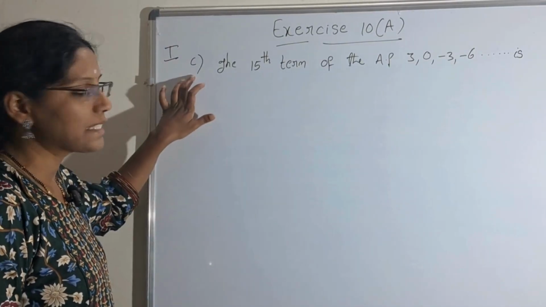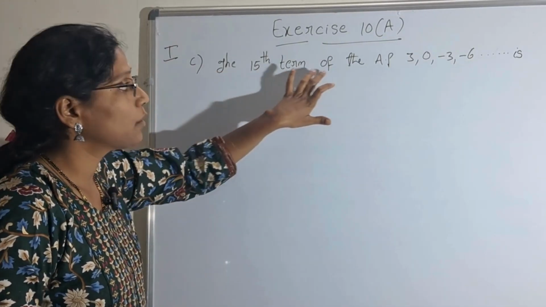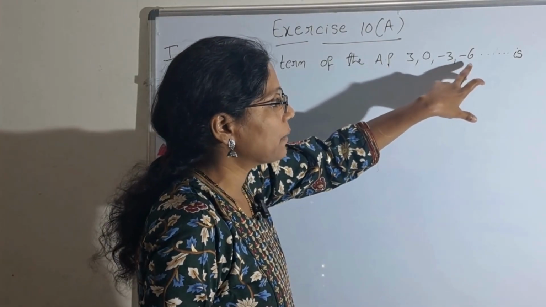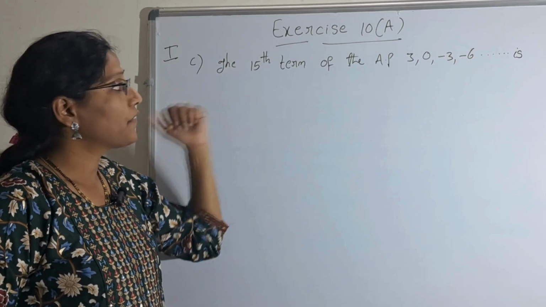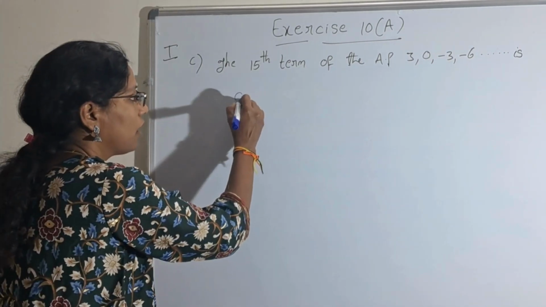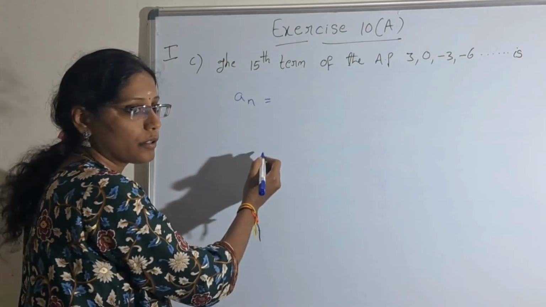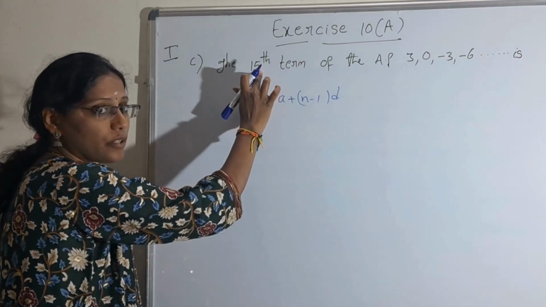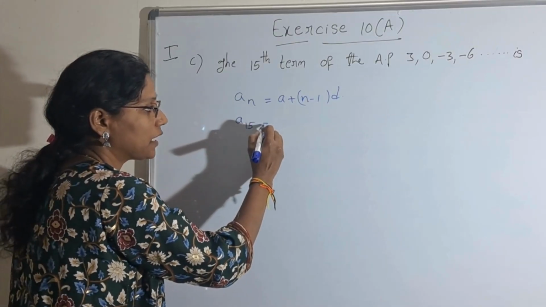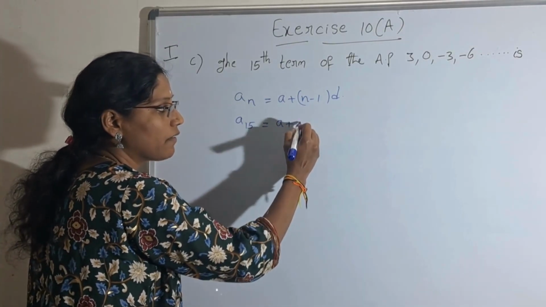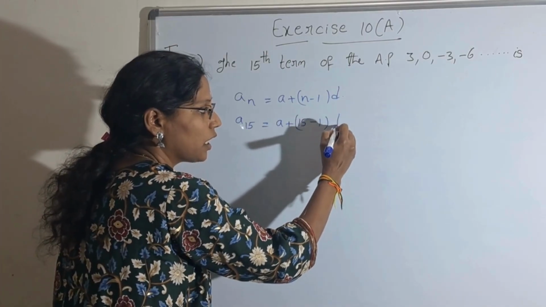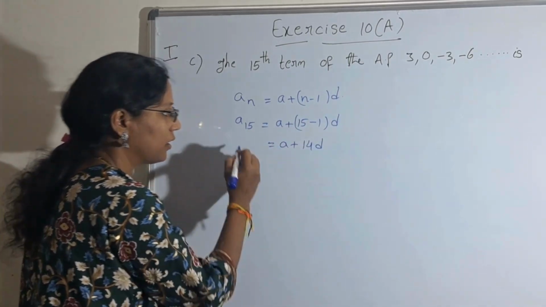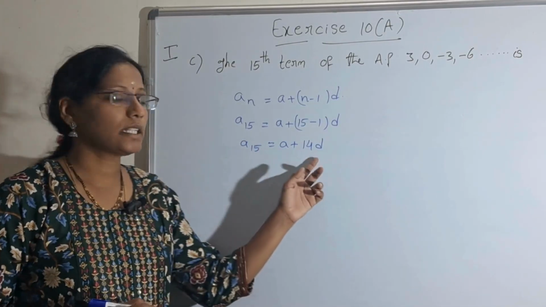Next problem, first main C problem. The 15th term of the AP series they have given: 3, 0, minus 3, minus 6. First, the 15th term. For the nth term we have to use the formula A plus n minus 1 into D. Here the n value they have given. A15 is equal to A plus 15 minus 1 into D, A plus 14D.